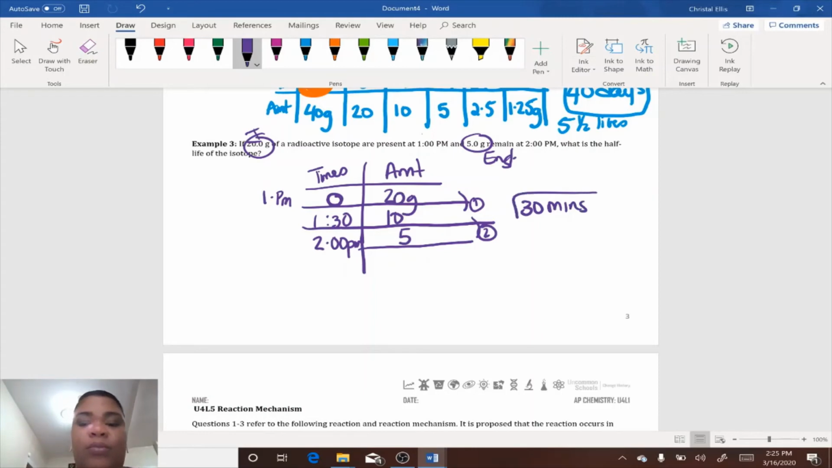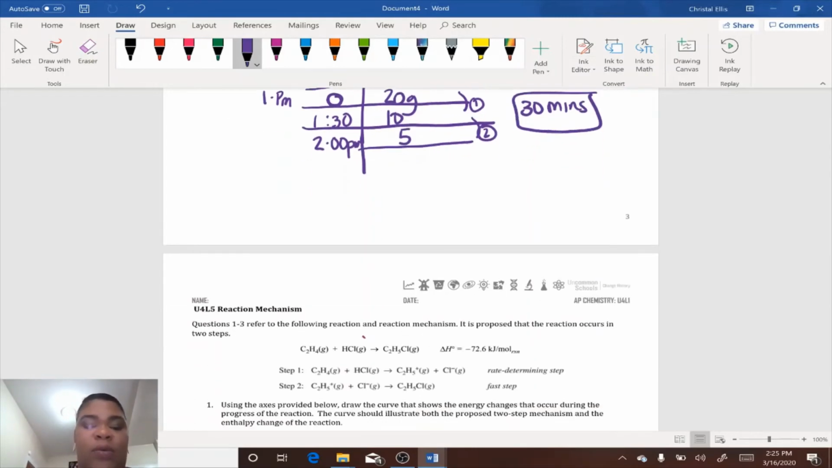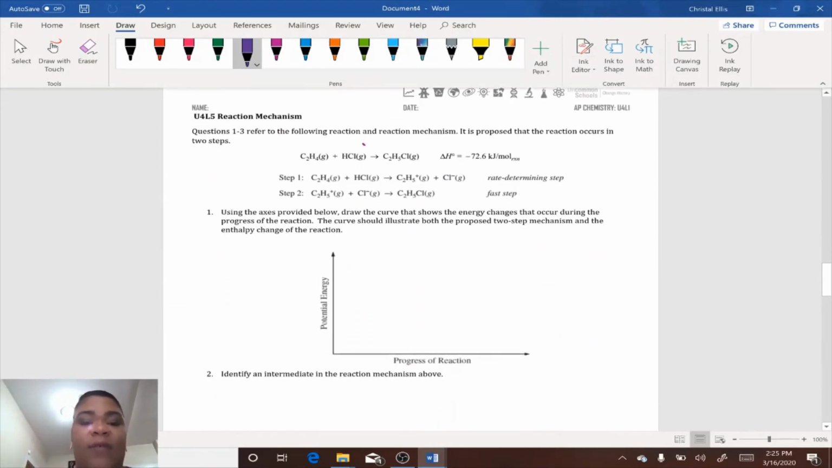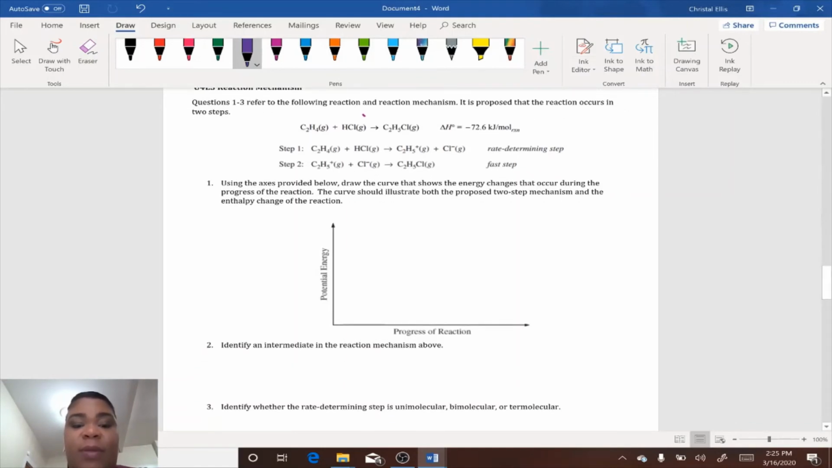And then we're going to look at unit 4, lesson 5. We're given this reaction mechanism, and it's proposed that the reaction occurs in 2 steps. Using the axes provided below, draw the curve that shows the energy change that occurs during the progress of the reaction. The curve should illustrate both the proposed 2-step mechanism and the enthalpy change of the reaction. So we want to read and annotate everything that's going on here. This is our overall equation.